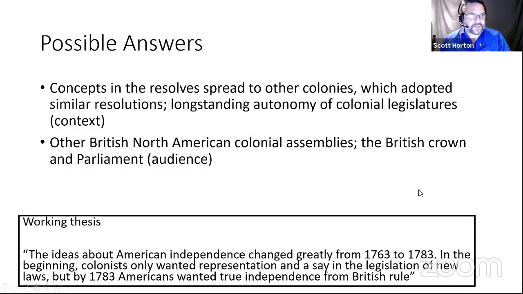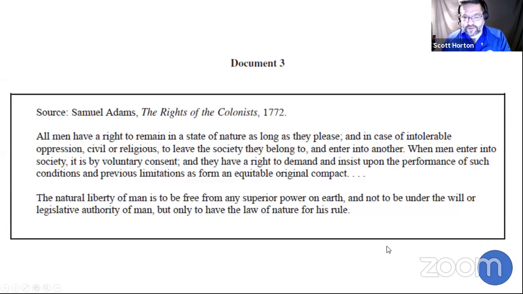Okay, so again, the context of this: the concepts and the resolves are going to spread to other colonies. This idea is not going to be unique to Virginia, certainly. Other British North American colonial assemblies might be the audience of this, reading it to come up with the same argument about taxation, the overall idea of the right to tax being in the hands of the local colonials rather than the British government.